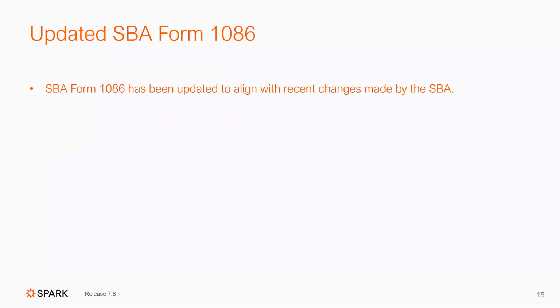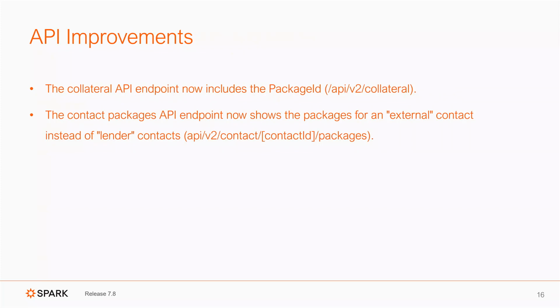We did update SBA Form 1086 to align with recent changes made by the SBA. And our last change, a couple improvements to our API data. The collateral API endpoint now includes package ID, and the contact packages API endpoint now shows packages for an external contact instead of lender contact.